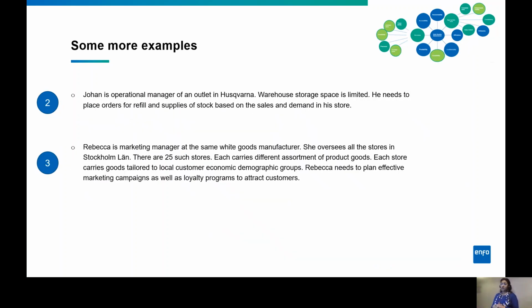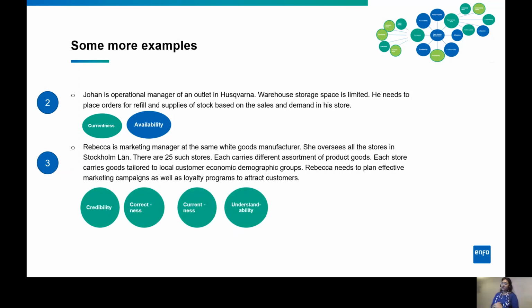Now, if we look at Johan, and we remember him, he is the operational manager. So he needs to know the currentness. He needs to know the status on the hour and how much shipment is coming in, how many parcels have been offloaded, where in his big warehouse he has space, and how many people are going to be available to do the necessary tasks. So the data needs to be current, it needs to be available, it needs to be obviously something that he can rely on. And what about Rebecca?